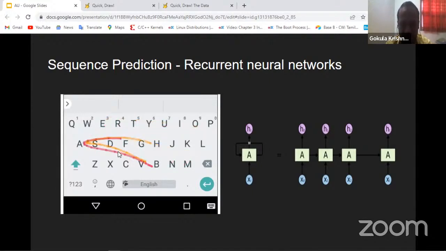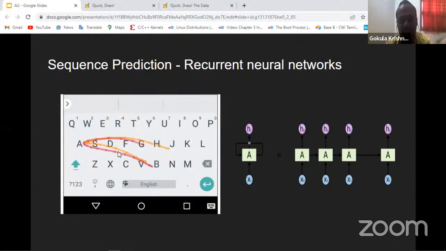As soon as I type "hi, I am", it will just display "project" as the next word. As soon as I type "project", it will just display "engineer". You might have come across this kind of instance, right? So this is where sequence prediction comes from. This is one of the applications of time series prediction or time series analysis.